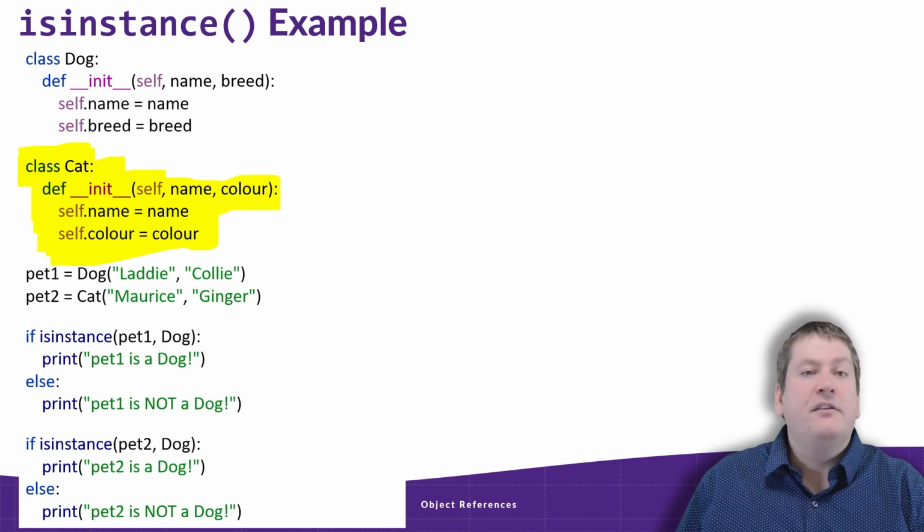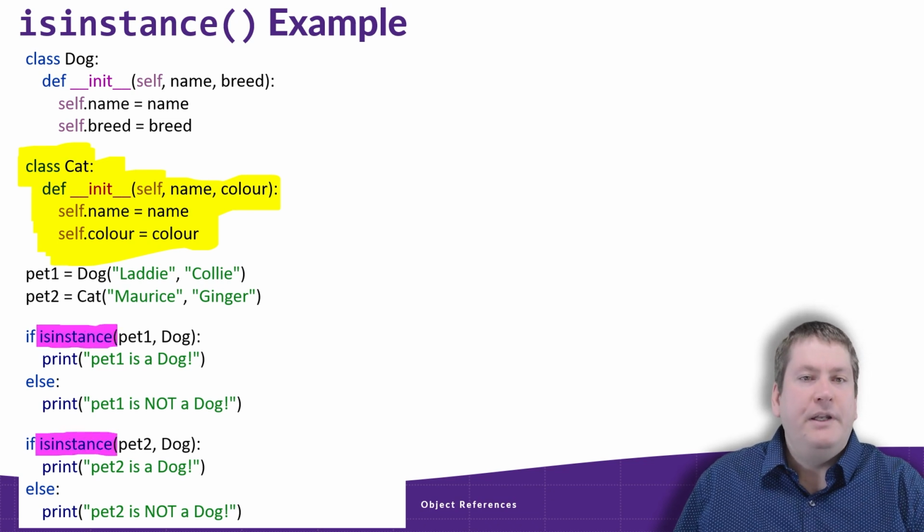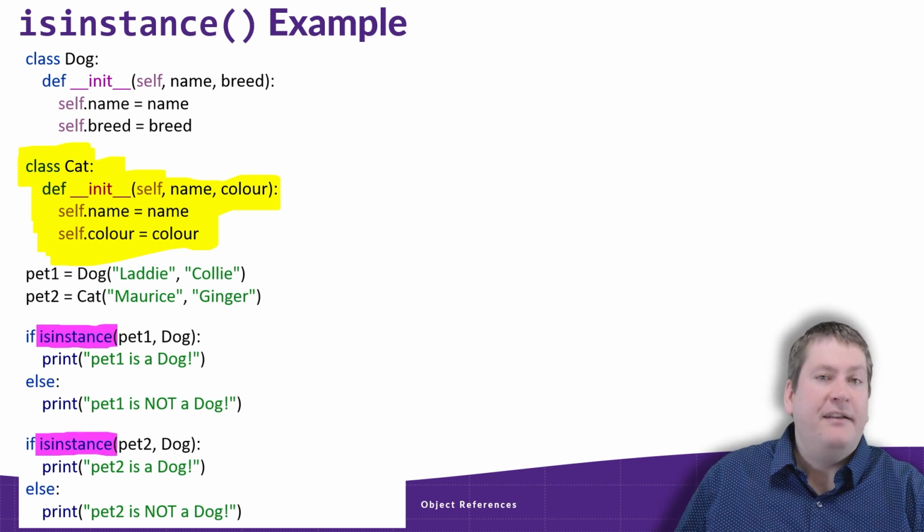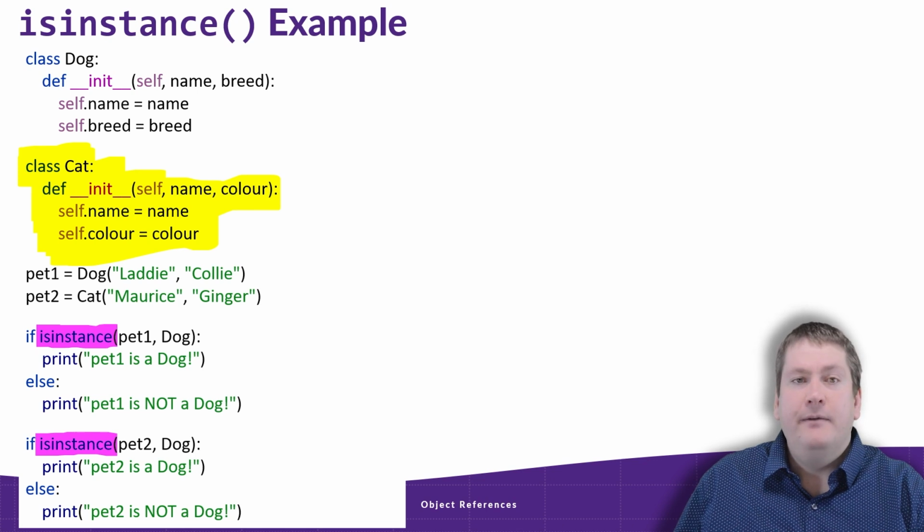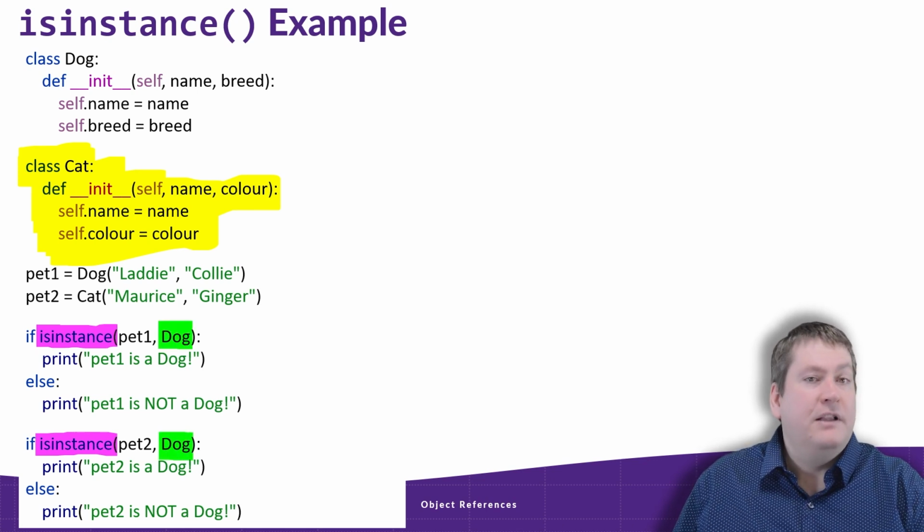What we're doing with this is we're creating two instances, one of the dog class and one of the cat class. Pet1 is going to be a reference to an instance of the dog class with a name of Laddie and a breed of collie. Pet2 is going to be an instance of the cat class for a cat named Maurice, and they have a color of ginger. And what we're going to be doing with these objects is testing them with the isinstance method. And we're going to be checking if they are an instance of the dog class.